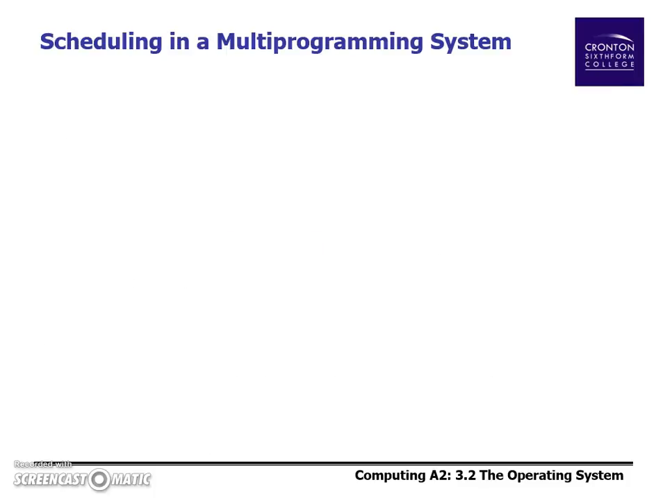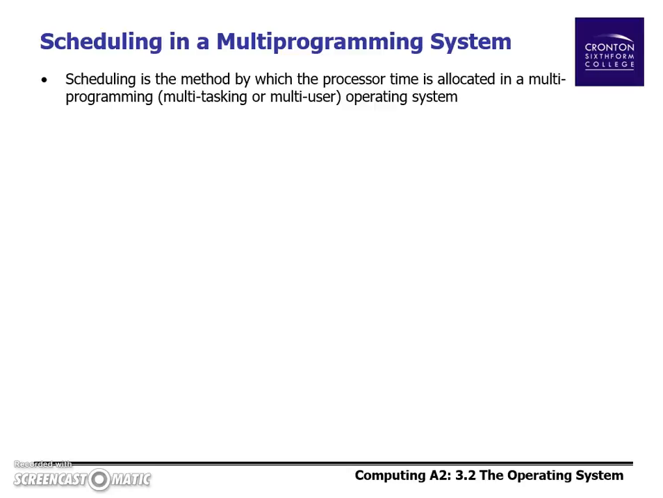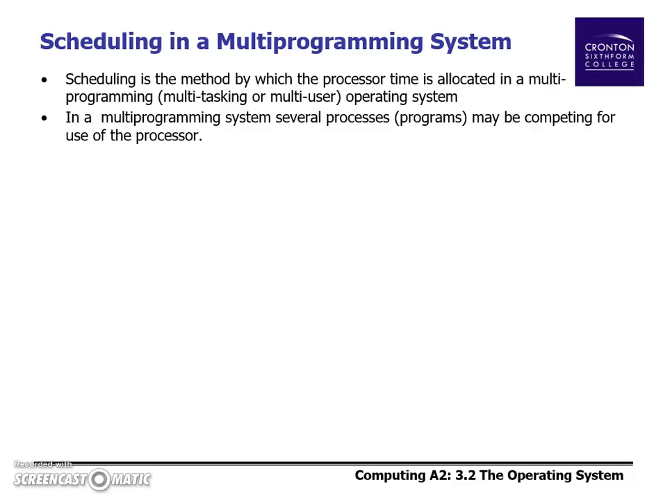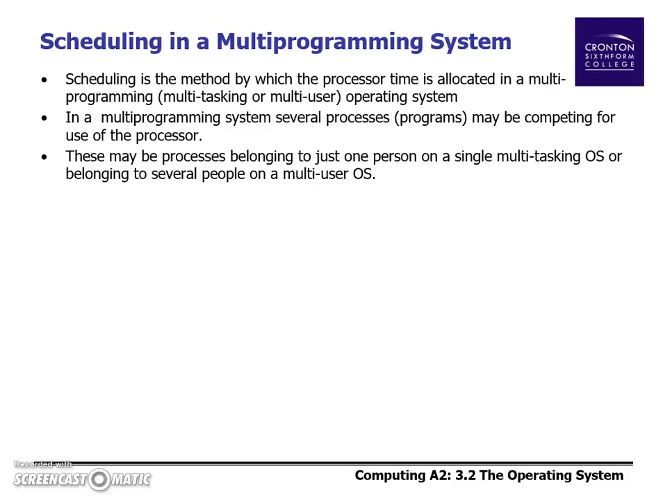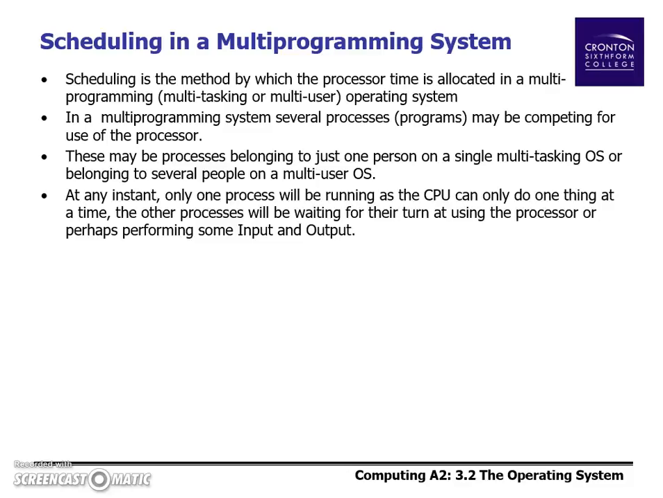Okay, so scheduling in a multi-programming system. Scheduling is the method by which the processor time is allocated in a multi-programming operating system. In a multi-programming system, several processes may be competing for the use of a processor. There may be several processes belonging just to one person, or a single task, or a single multitasking operating system, or belonging to several people on a multi-user operating system.